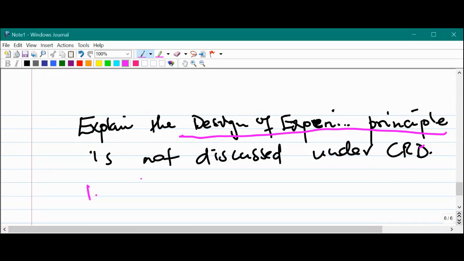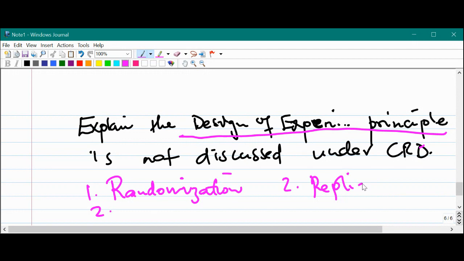So the three basic principles are: one, randomization; two, replication; and three, blocking. I expect everyone to know this.